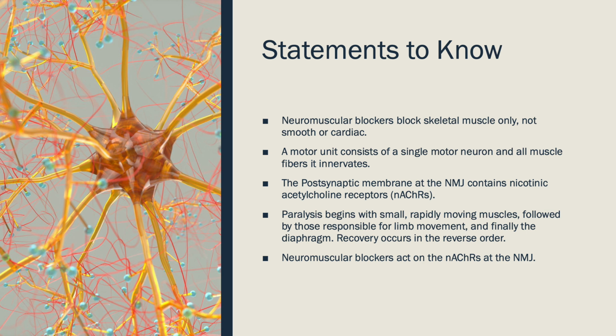Neuromuscular blockers block skeletal muscle only, not smooth or cardiac. A motor unit consists of a single motor neuron and all muscle fibers it innervates. The postsynaptic membrane at the neuromuscular junction contains our nicotinic acetylcholine receptors. Paralysis begins with small, rapidly moving muscles, followed by those responsible for limb movement, and finally the diaphragm. You recover in the opposite order. Neuromuscular blockers act on those nicotinic acetylcholine receptors.